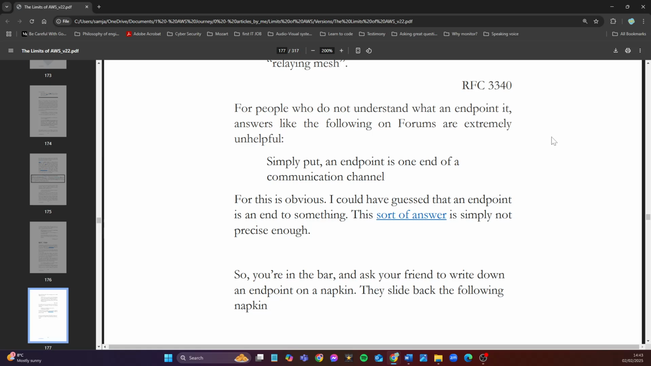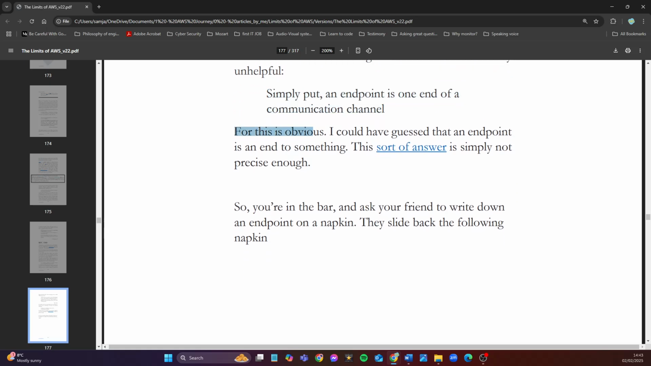For people who do not understand what an endpoint is, answers like the following on forums are really annoying. Simply put, an endpoint is one end of a communication channel. Well, that's annoying because that's obvious. I could have guessed that an endpoint is an end to something. This sort of answer is simply not precise enough.